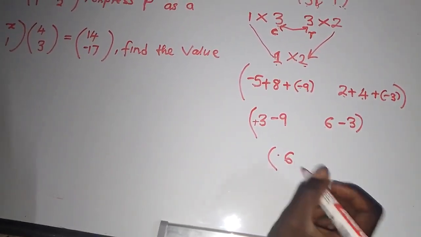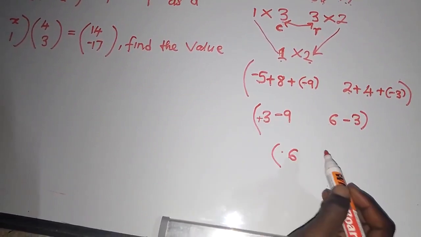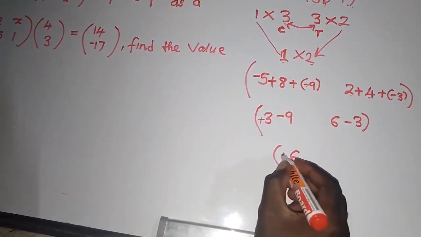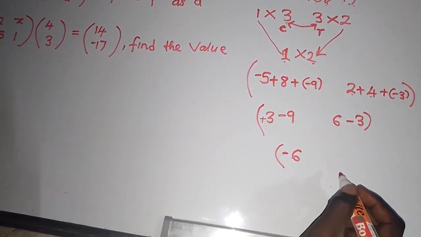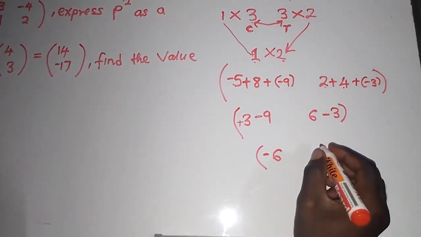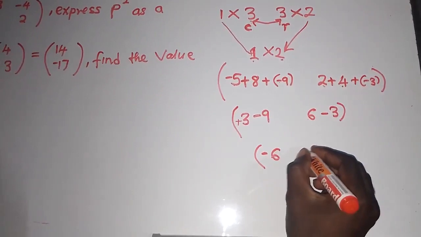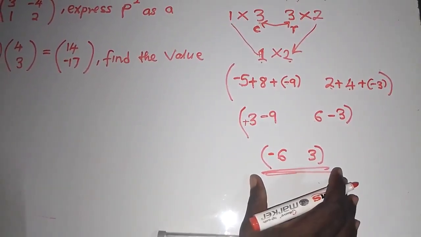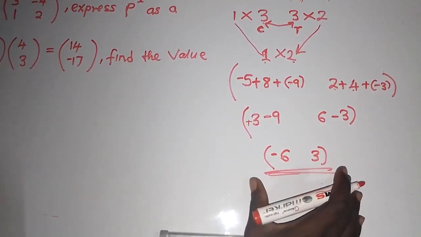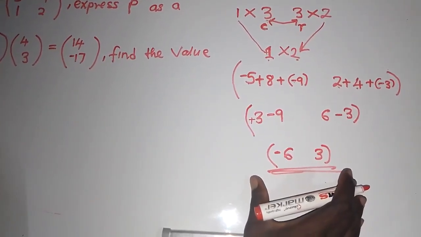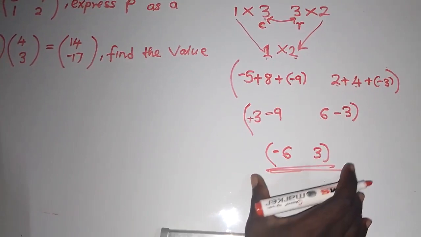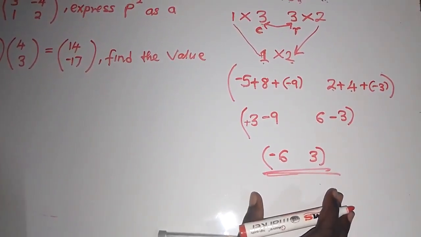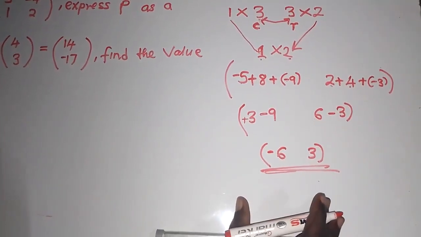Then you say which one is a bigger number? 9 having a negative, so it's negative 6. 6 minus 3, it's 3. So this is your answer. This is how we get to find that one. So this is the answer for the first question. Make sure we copy down all this work that I'm doing here in our books, and let's make sure we understand.